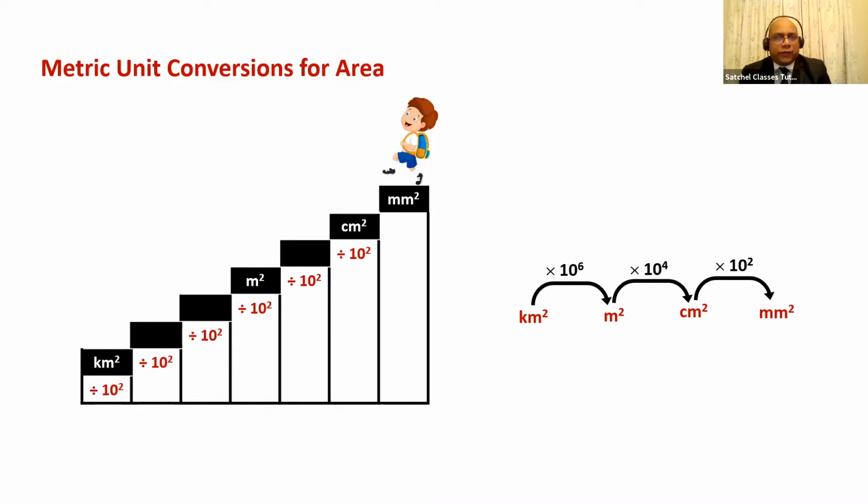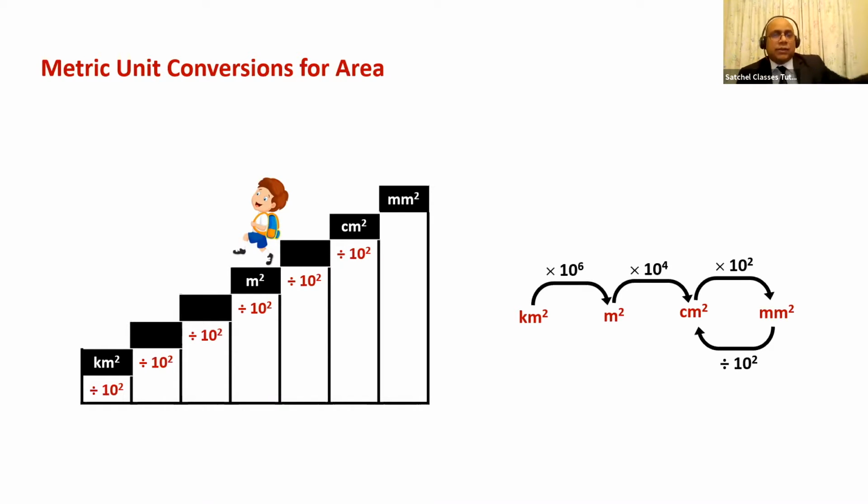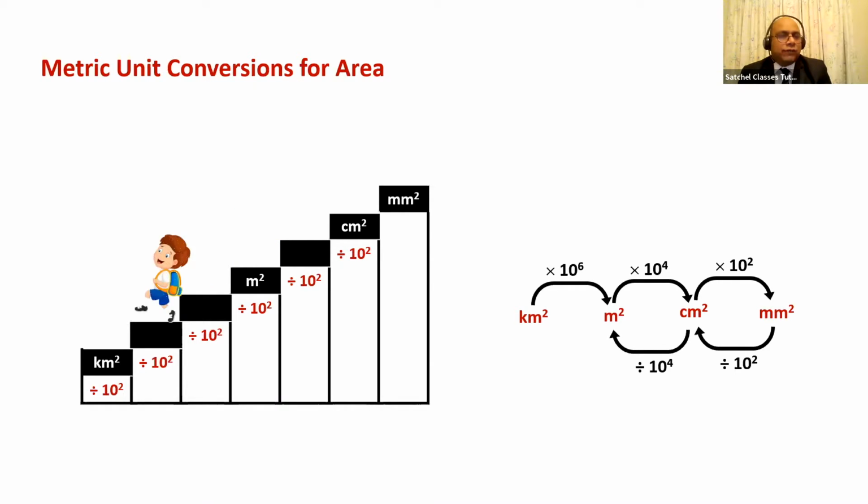How about the other way around? From millimeter squared to centimeter squared, you just walk down one step, and hence you divide by 10 squared. From centimeter squared to meter squared, you walk down 2 steps, and each step is 10 squared, so you divide by 10 squared twice, as in 10 squared and 10 squared. That makes it divide by 10 to the power of 4. And finally, from meter squared to kilometer squared, you walk down 3 steps, and each step you walk down, you have to divide by 10 squared. So for 3 steps, you have to divide by 10 to the power of 6. 10 squared divided by 10 squared divided by 10 squared, right? So it is 10 to the power of 6.